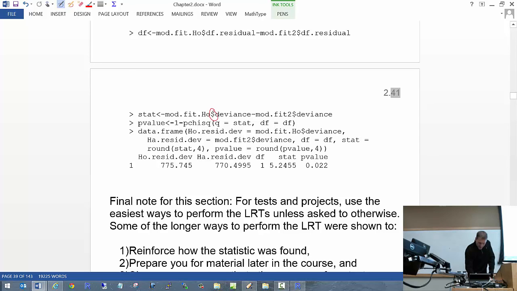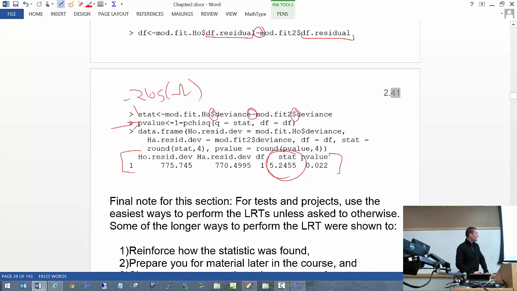There is a component inside my mod.fits called deviance, and it gives me my negative 2 log lambda statistic for both models. Also, there's a component called df.residual, which gives me the corresponding degrees of freedom needed for those hypothesis tests. So I can subtract, in both cases, and get my negative 2 log lambda statistic of interest. I can calculate my p-value, similar to what we've done in the chapter 1 notes when we did a likelihood ratio test. And here are the results.